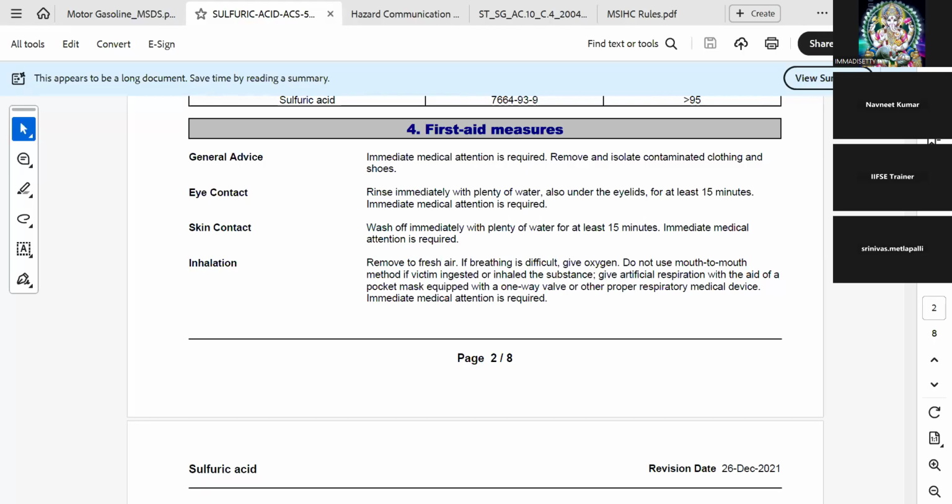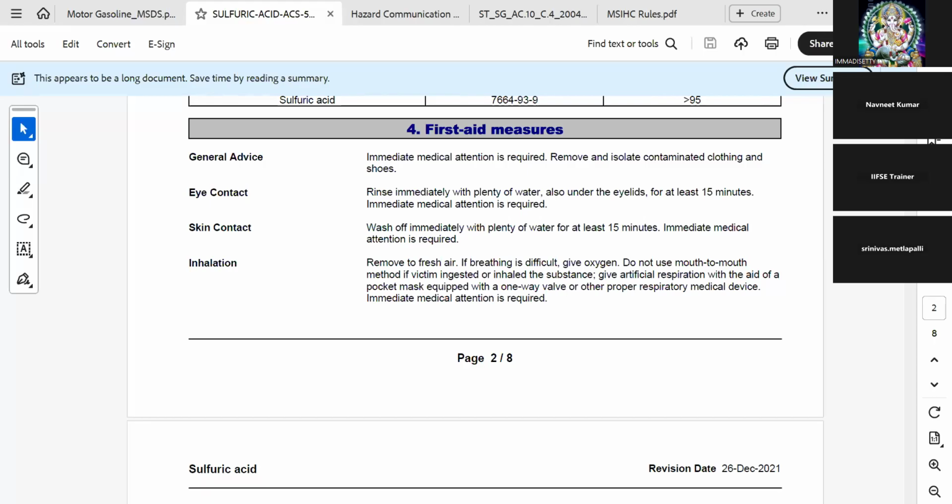Rinse in the sense we have to clean. If it is a skin contact, wash off immediately with plenty of water, at least for 15 minutes. Sometimes these chemicals are sticky in nature because of viscosity. They won't leave immediately. For example, oil: if you expose yourself to oil and put it under the tap, it will not leave immediately. Why is it 15 minutes? I am not sure. It is advisable to have a minimum of 15 minutes. If the contamination is not leaving your body within 15 minutes, you can go for half an hour also.